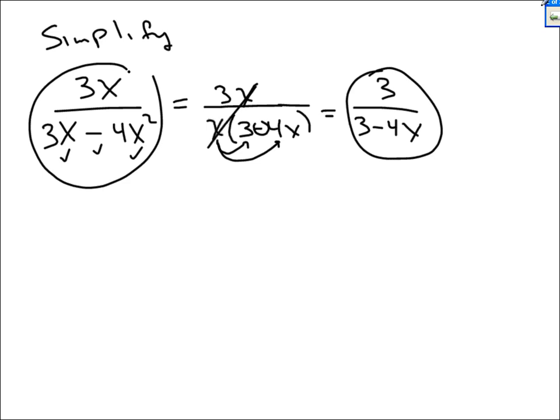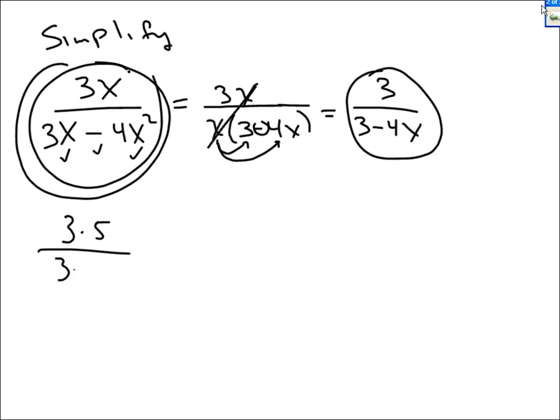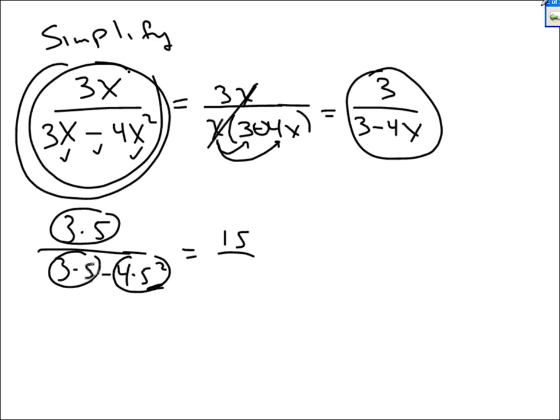Somebody asked me, what is this equal to when x is 5? Well, you have two options. You can plug 5 in for x. Whenever you see x, plug in 5. This is 15, and that's 15, and that's 100. 5 squared is 25, times 4 is 100. 15 minus 100 is negative 85. 5 goes into the top 3 times, and 5 goes into the bottom 17 times. Negative 3 over 17. You can do it that way.